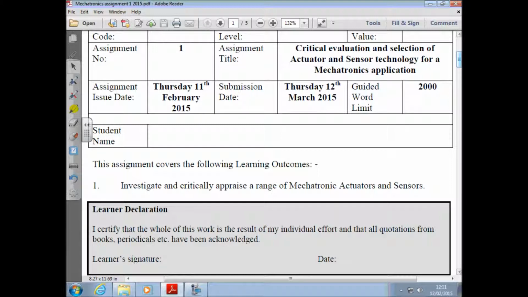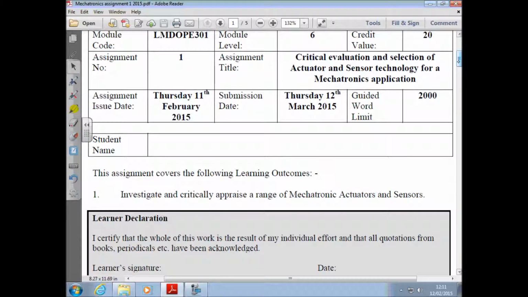Alright, so it covers the learning outcome that you are to be investigating, critically appraise a range of mechatronic actuators and sensors. Okay, and I know we ain't done anything about sensors yet, but we will be. I'll be doing a little bit about them anyway.